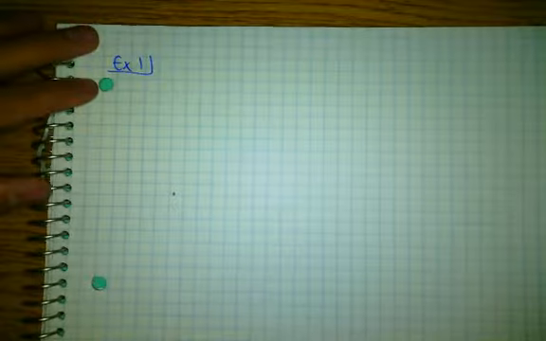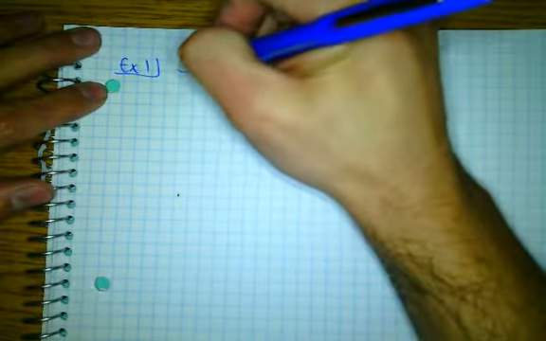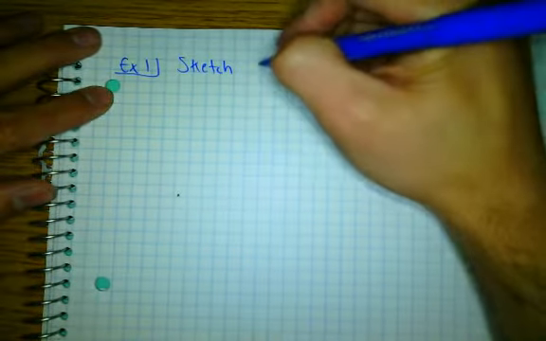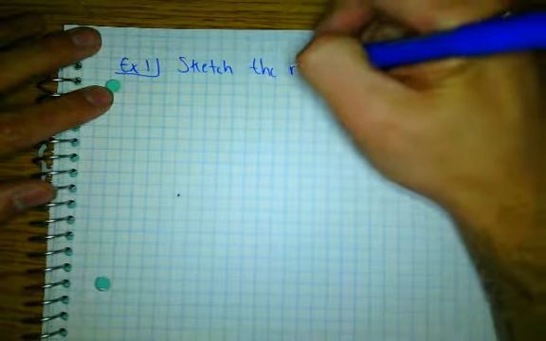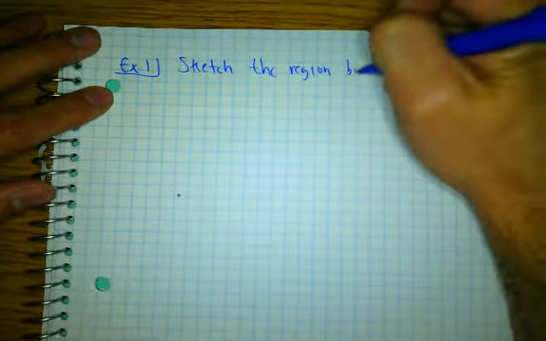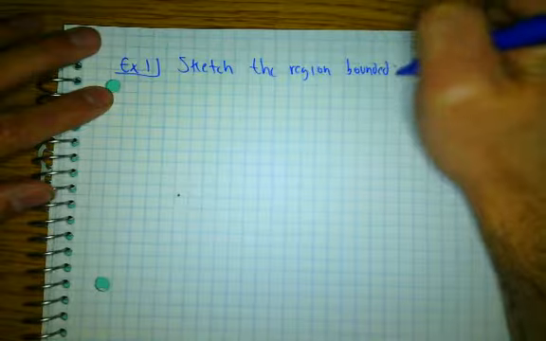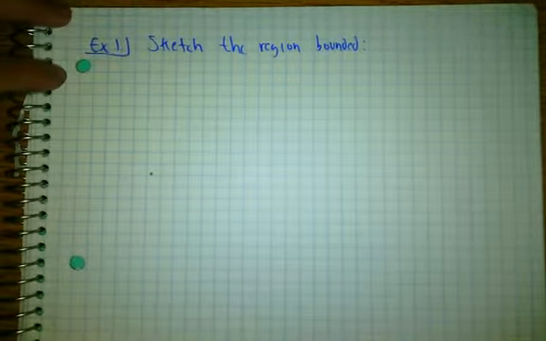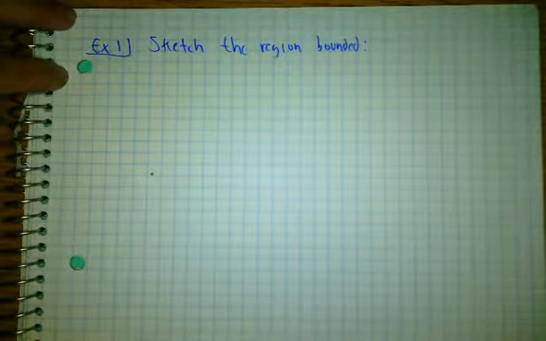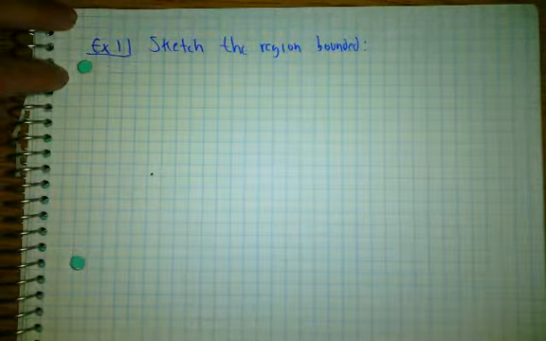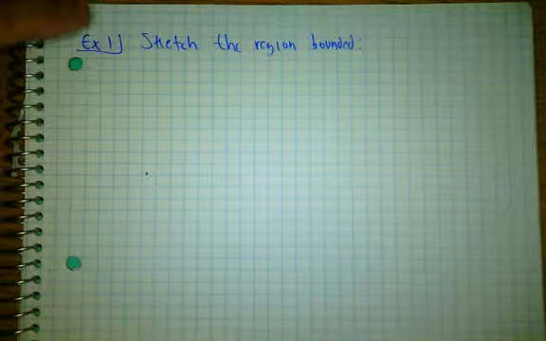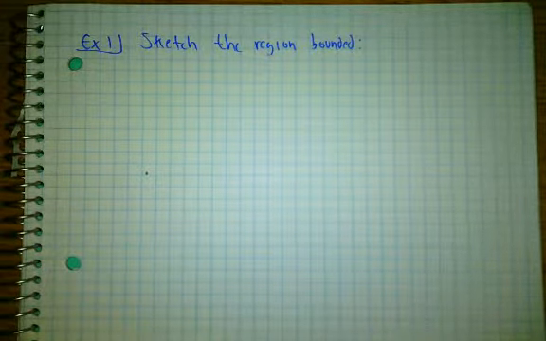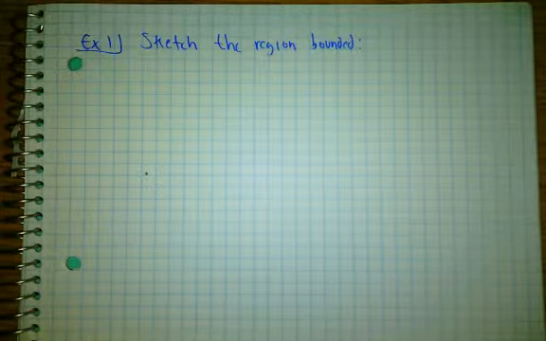Example number 1. First and foremost, I want you to sketch the region. And I recommend that you do this every single time. This is the first time for pretty much all of you to try this. Those of you that took AB, if you don't want to draw the sketch, it's fine. You've had practice with this. But for now, this is still a very new skill for you.